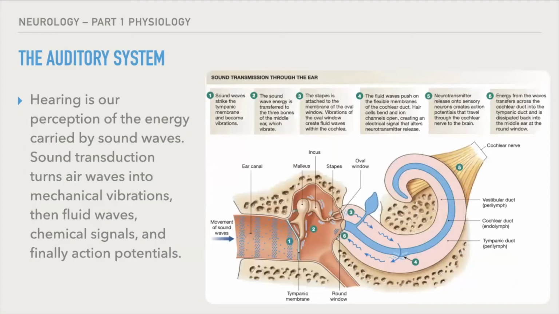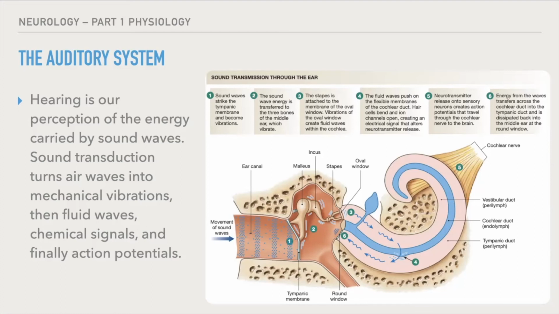The auditory system. Hearing is our perception of the energy carried by sound waves. Sound transduction turns air waves into mechanical vibration, then into fluid waves, then into chemical signals, and finally into action potentials. Anatomically, we can divide the ear into outer, middle, and inner ear. The outer ear is responsible for directing the sound waves into the auditory canal. The middle ear is an air-filled cavity that contains the tympanic membrane and the auditory ossicles: the malleus, the incus, and the stapes.